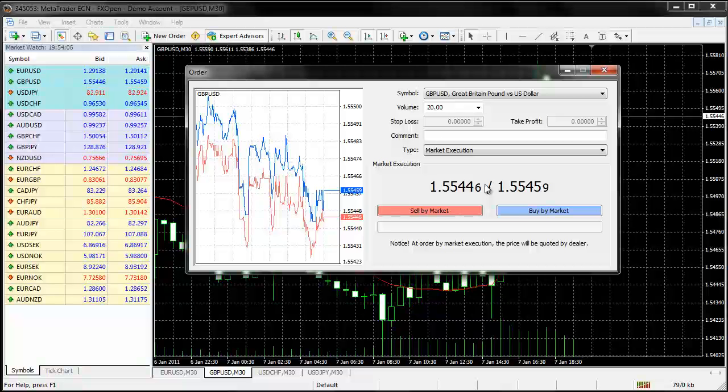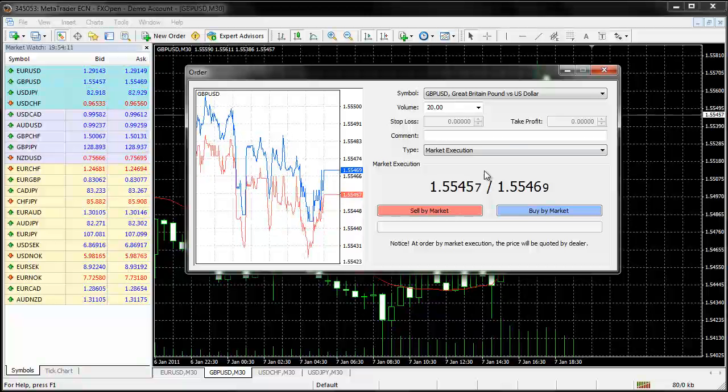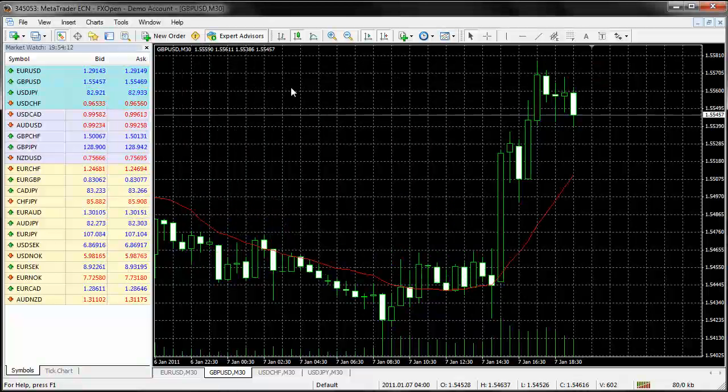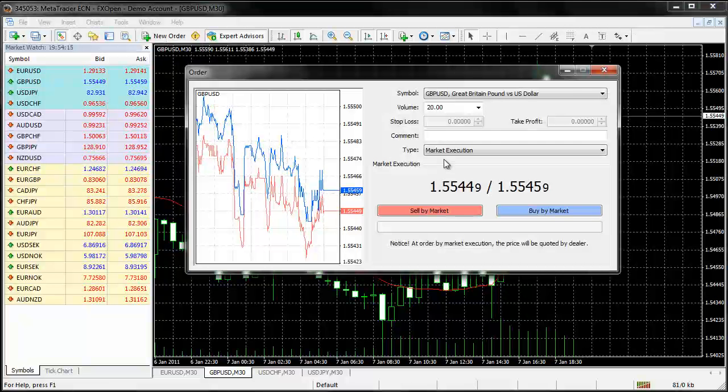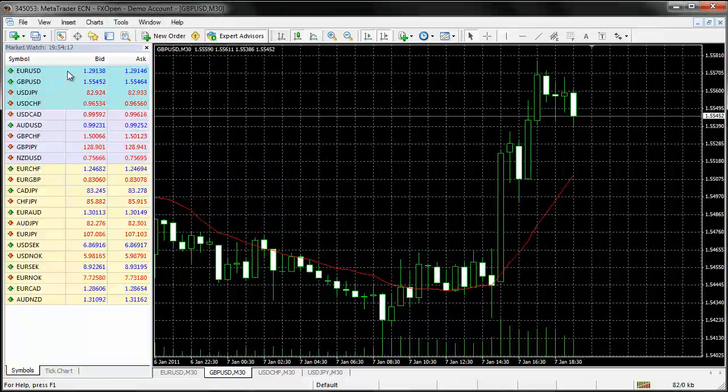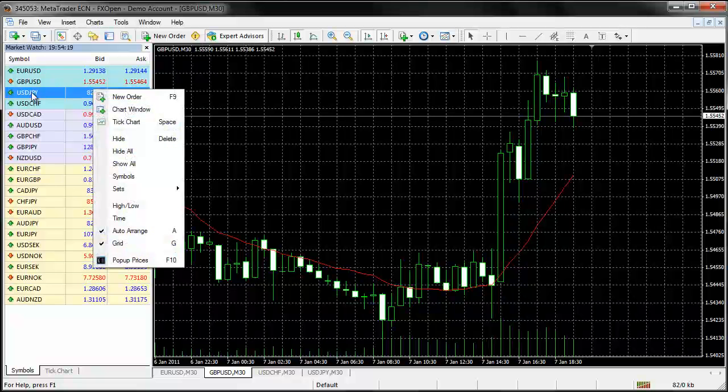And just to show you as well the different ways that we can go ahead and open up trades. There are 5 different ways. The first way is what I've just showed you, and that's clicking on this new order button. The second way is going over to the market watch area, right clicking on any currency pair that you want, and clicking on new order.